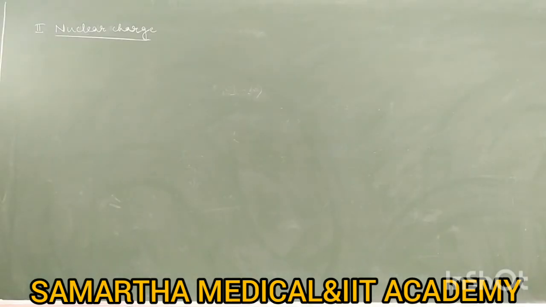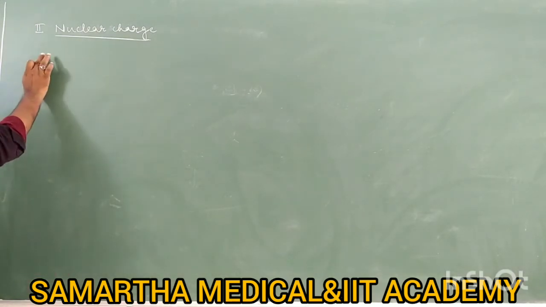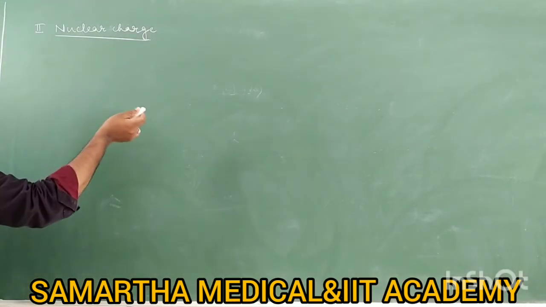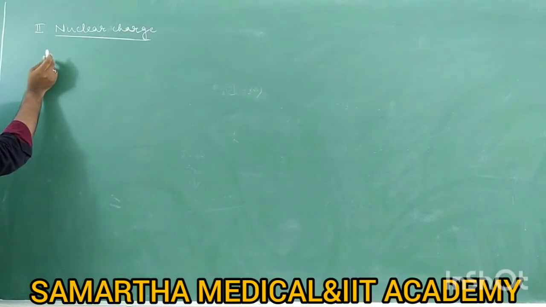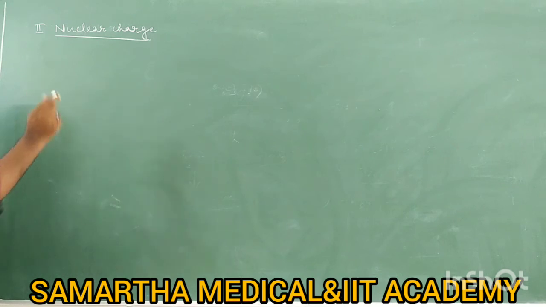Right, the second factor is nuclear charge. The first factor, atomic size, is over. How does ionization enthalpy vary with nuclear charge? Before that, you need to understand the relation between atomic size and nuclear charge. Atomic size and nuclear charge are directly related.